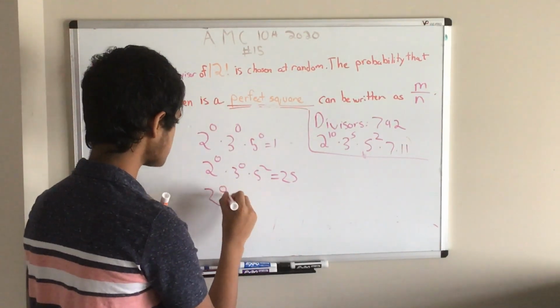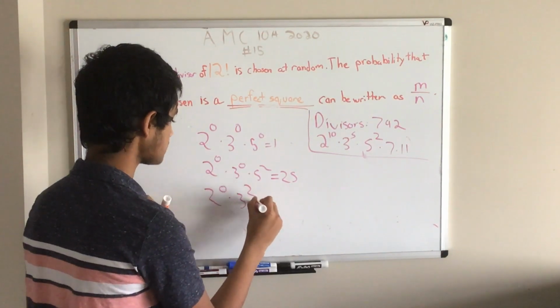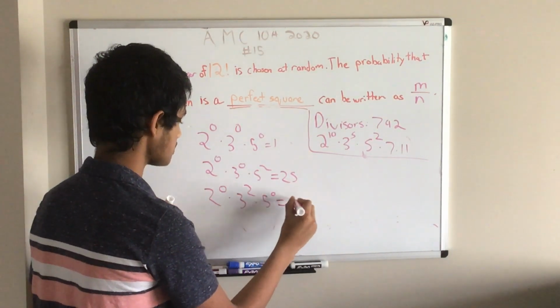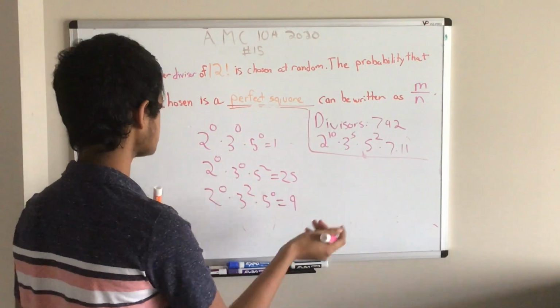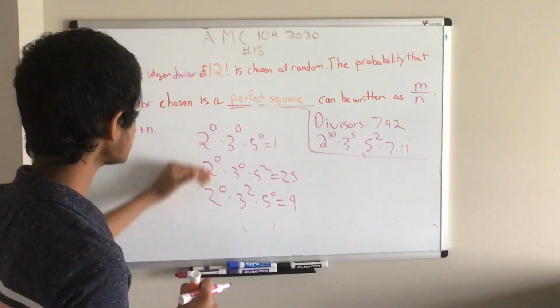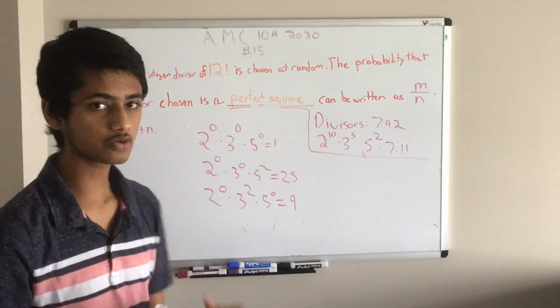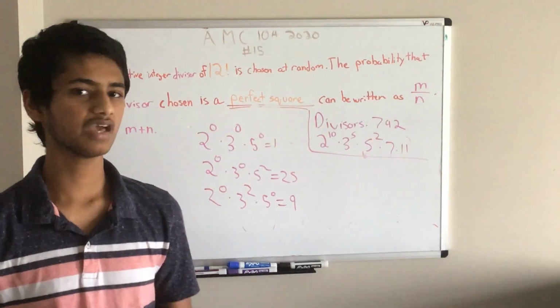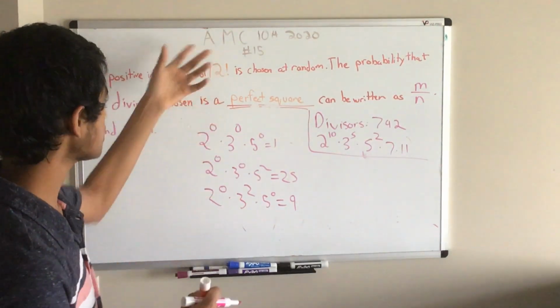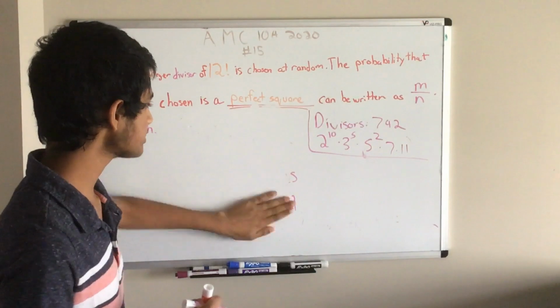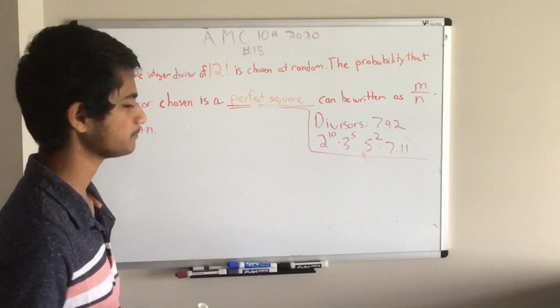Now, 2 to the power of 0 times 3 to the power of 2 times 5 to the power of 0, that's 9 right there, because it's 3 squared. But this seems really tedious because we're going to have to go through every single possibility, and we don't really have that much time, especially on an AMC test. So let's try to find a quicker and smarter way to do that.